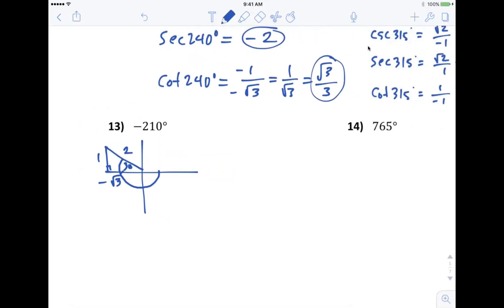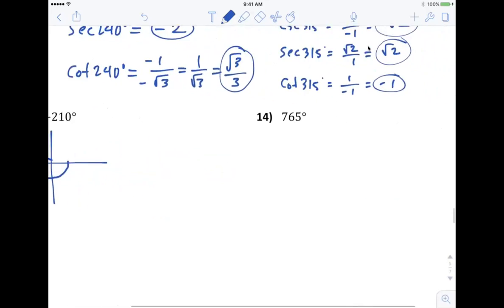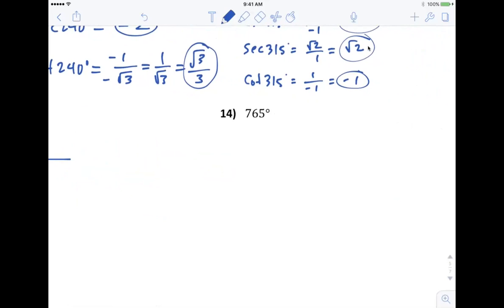Let's draw the other one, and then I'll let you do the rest. 765. So that one has some rotations in it, right? We're going positive, so it's counterclockwise. There's a 360. So first step is maybe just take 765 minus 360. And you've got 405 left.